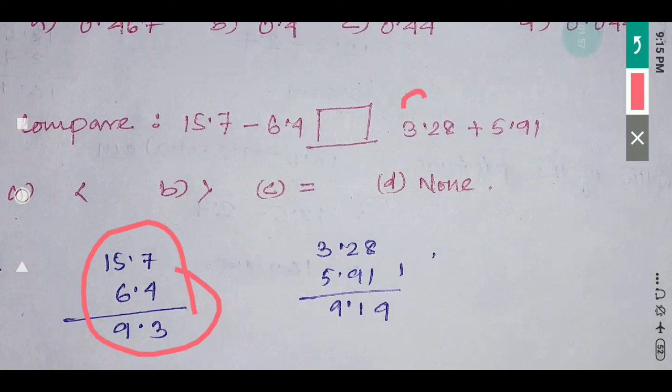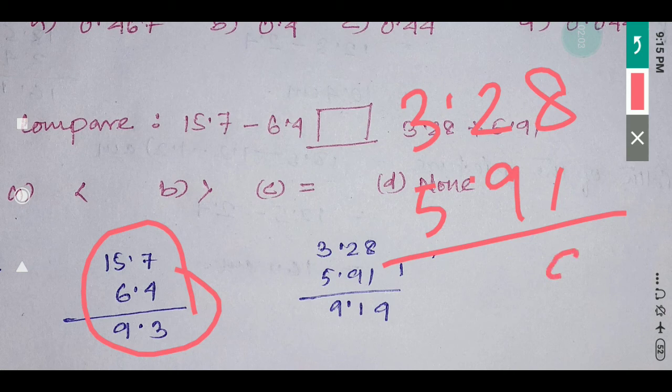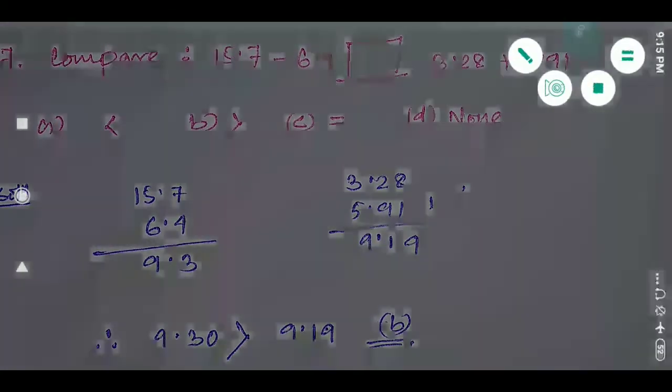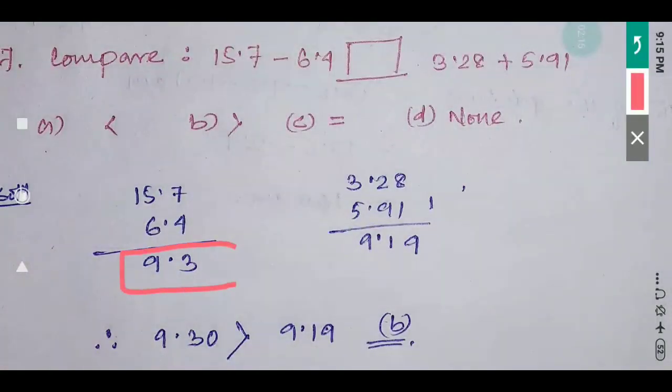Now the next one is given, 3.28 plus 5.91. So 8 plus 1, 9, 9 plus 2, 11, so 1 carry will be there. 5 plus 3, 8, 8 plus 1 carry, 9, so 9.19. Okay, now you check. One you have got 9.3, another one you have got 9.19. So don't get confused with that.